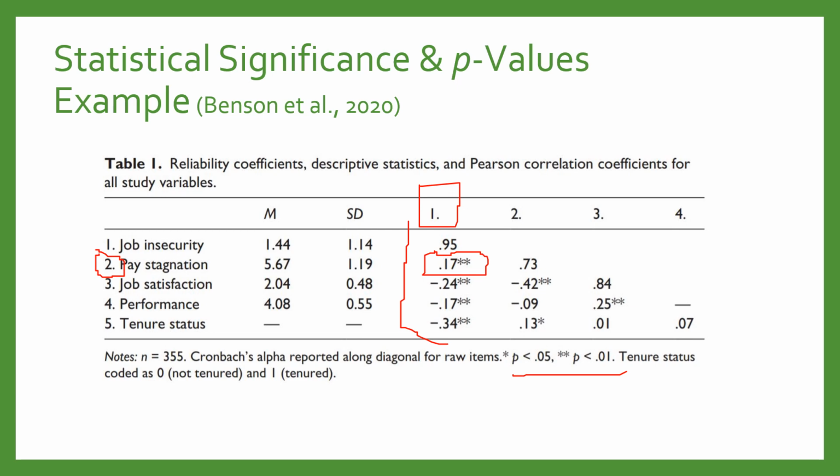Results also suggest that tenured faculty tend to have significantly less job insecurity, and I know that because tenure status was coded so that a higher number indicated a tenured faculty member. Just keep in mind, we're looking for all those stars to see which results were statistically significant. If we look at this negative 0.09 here, it doesn't have a star. So that means that there's not a reliable relationship between variable 2, pay stagnation, and what represents this row, performance.